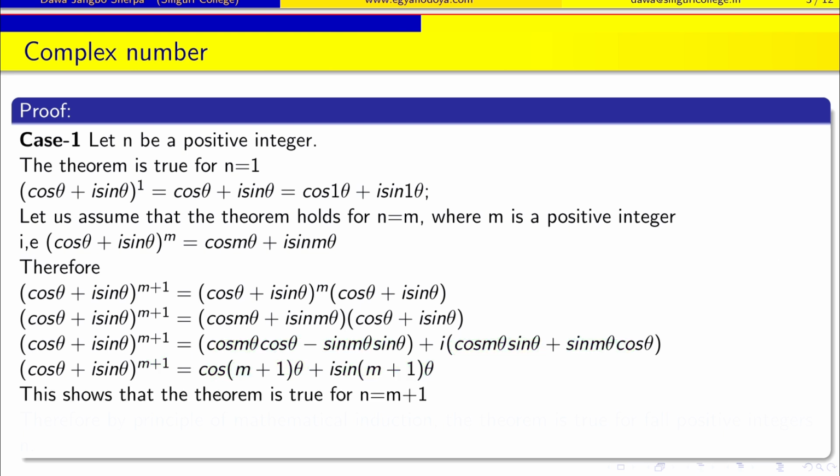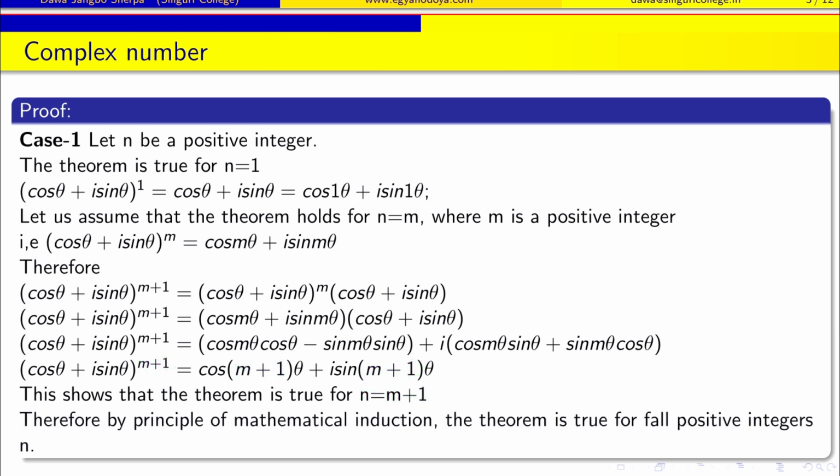Now from here we can say that this shows that the theorem is true for n equal to m plus 1. Instead of n, I am writing m plus 1 over here, and I am getting this term. That means the theorem is true for n equal to m plus 1. Therefore, by the principle of mathematical induction, the theorem is true for all positive integers n.